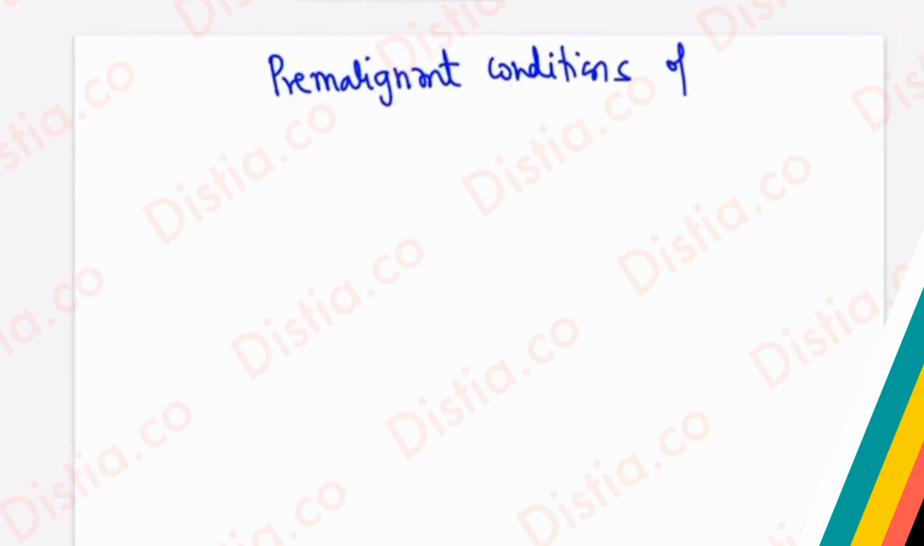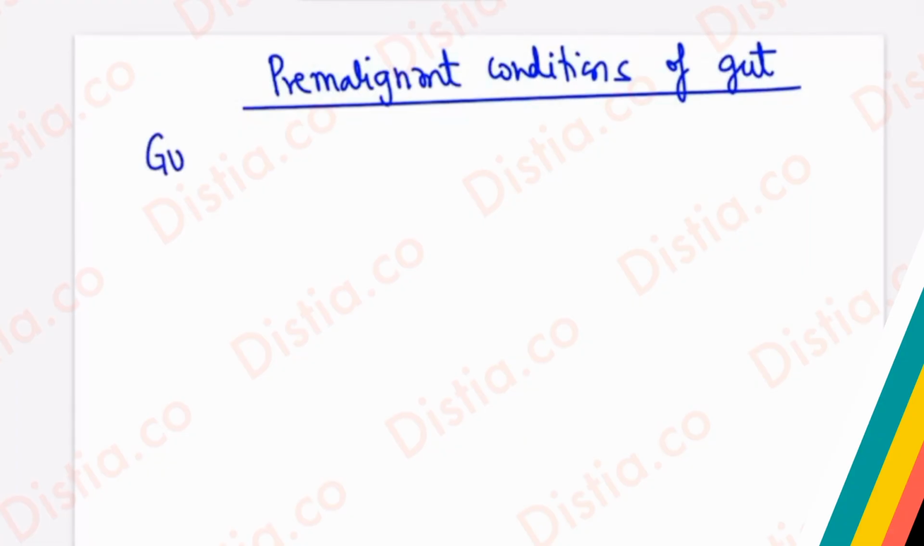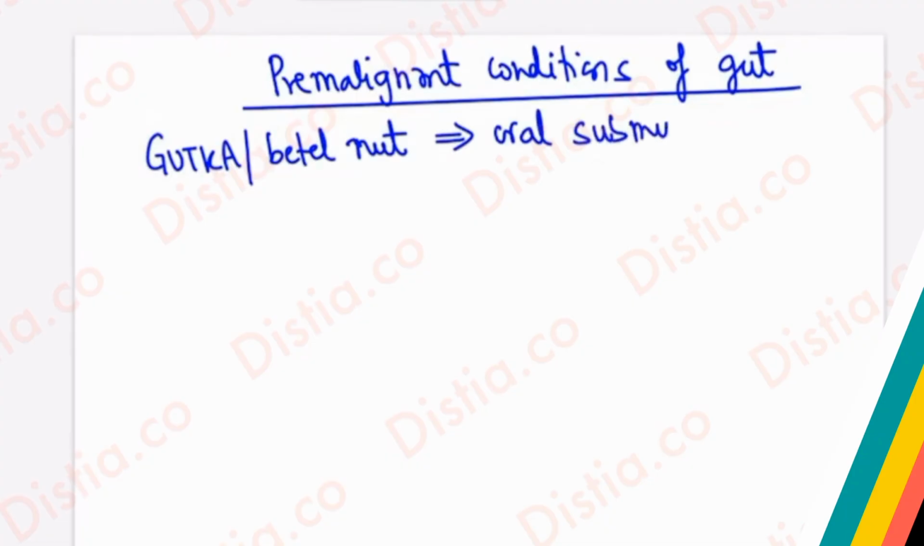While I'm writing the pre-malignant conditions of the gut, question to you guys is, a person is eating gutka, tobacco. Those who chew gutka, tobacco, so from tobacco chewing or gutka or betel nut, what lesion in the oral cavity can develop which can be pre-malignant, and definitely oral cancer will occur in the patient in future. You see, gutka or betel nut per se can contribute to development of oral submucosal fibrosis.